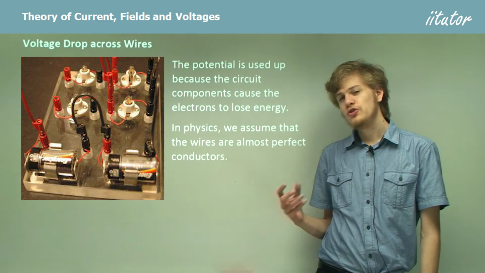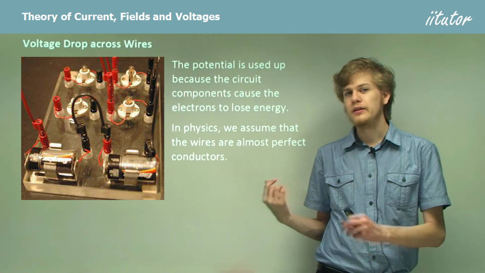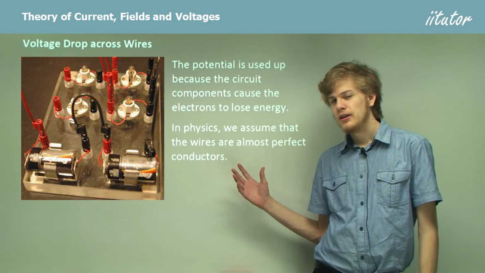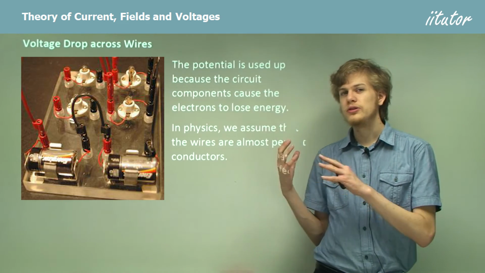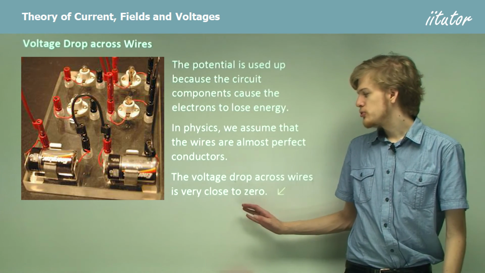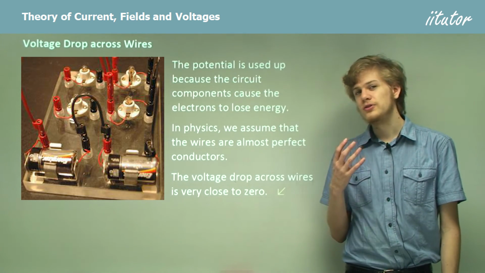Now in physics, we assume that the wires that the charged particles pass through are almost perfect conductors. This means that they don't cause the electrons to lose energy as the electrons flow through them. So the voltage drop across wires is very close to zero.